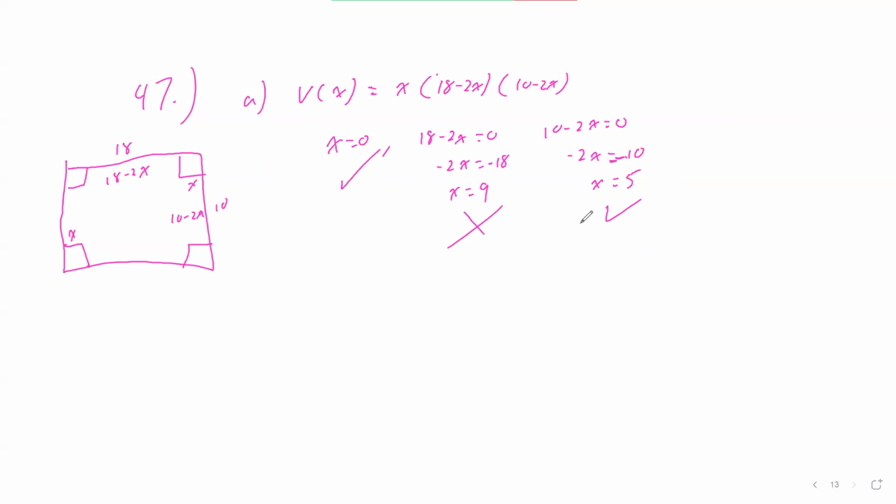So I think in the previous section, what we did is we found the maximum volume of it. But here we're just looking at potential possible zeros and if they're even realistically possible is what you're looking at here. All right, so that was a lot.